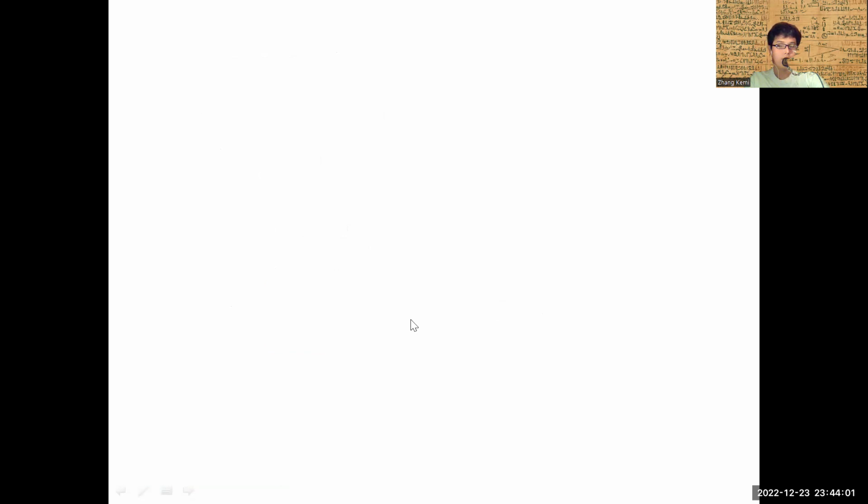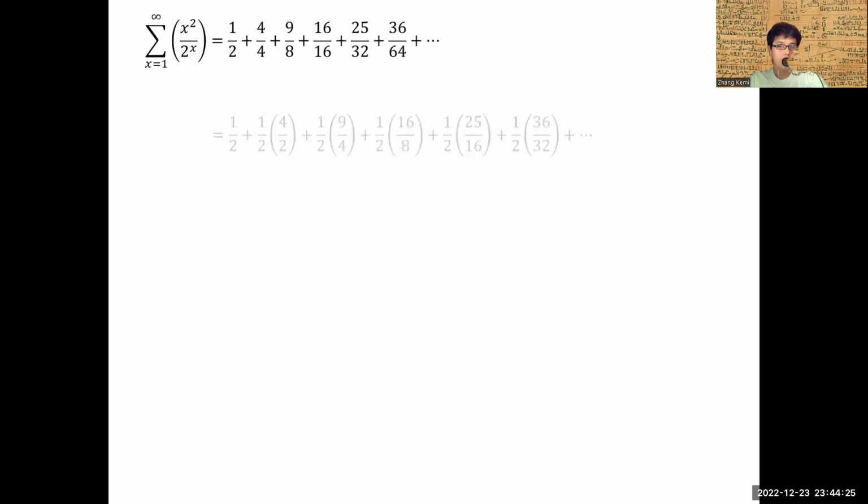Now we are going to tackle x squared over 2 to the power of x for x from 1 to infinity, applying the same technique that we applied earlier. We establish all these terms. If we write out the terms, we have 1/2, 4/4, 9/8, 16/16, 25/32, 36/64, and so on to infinity.